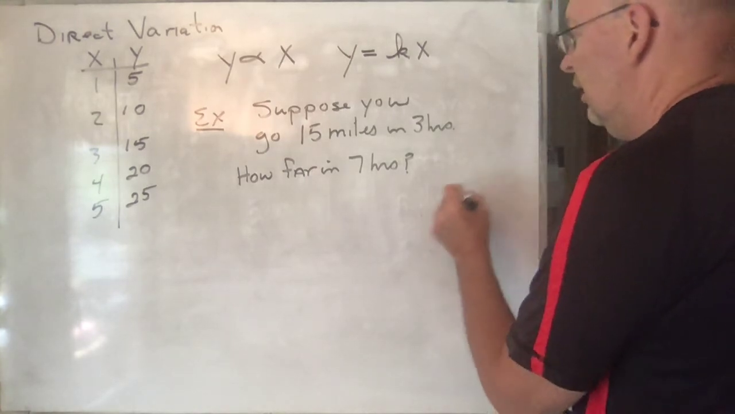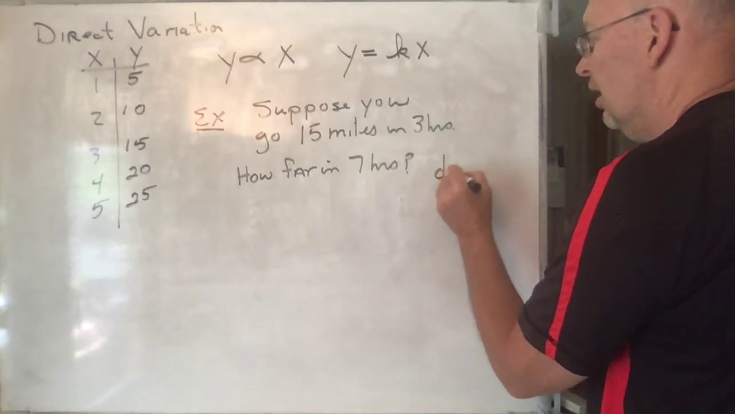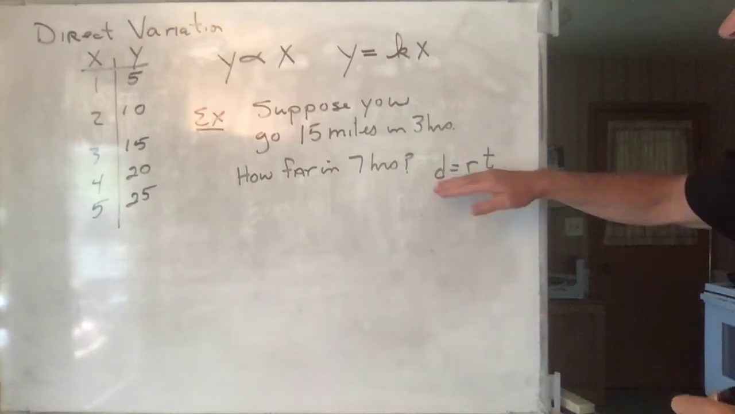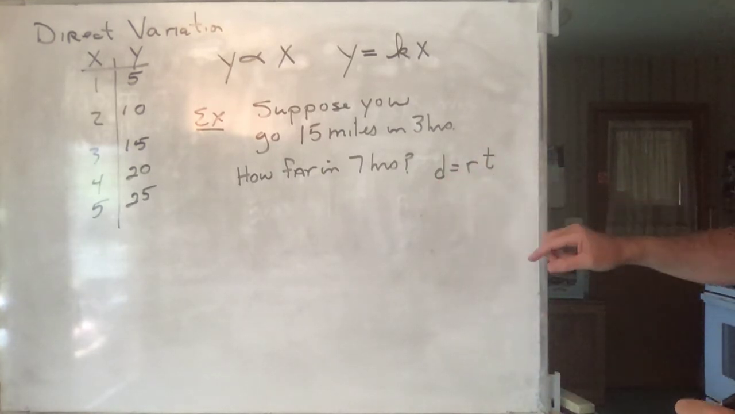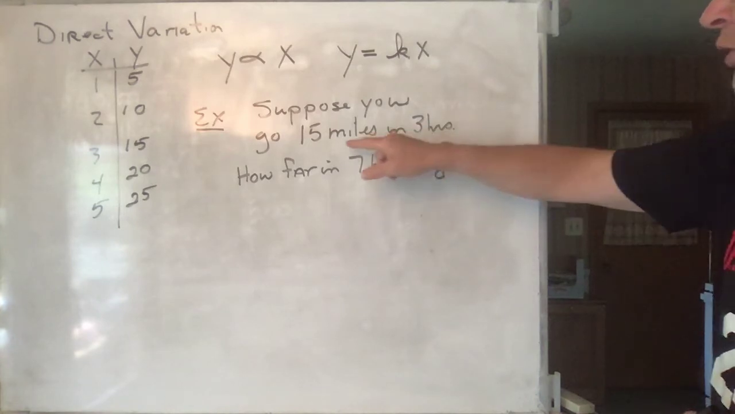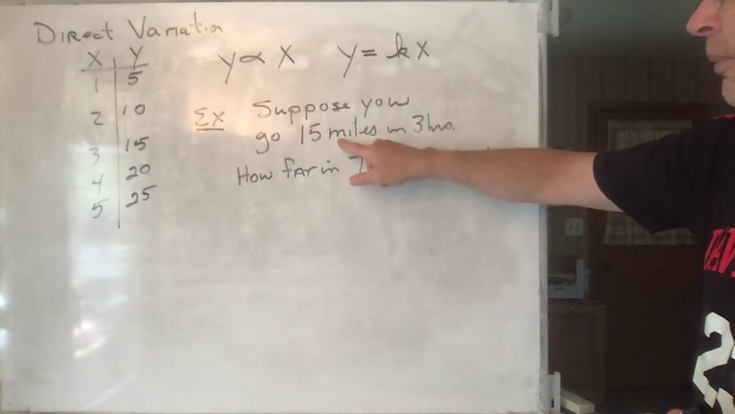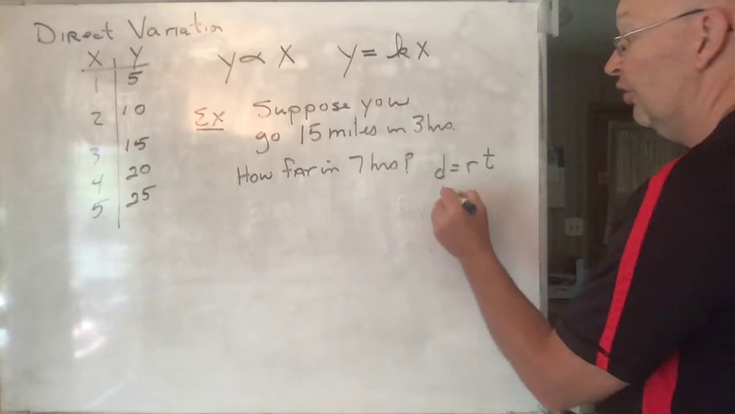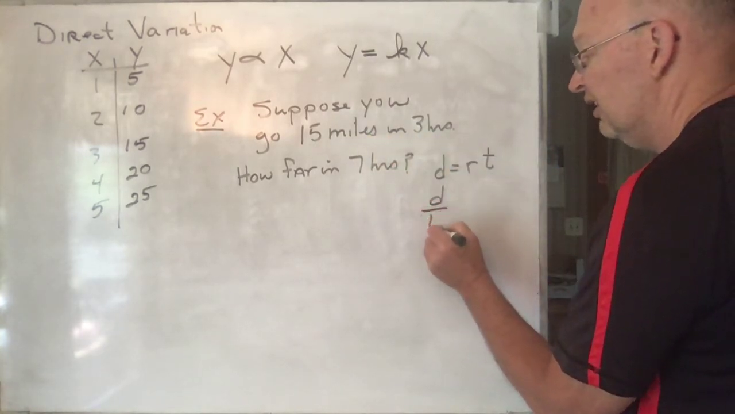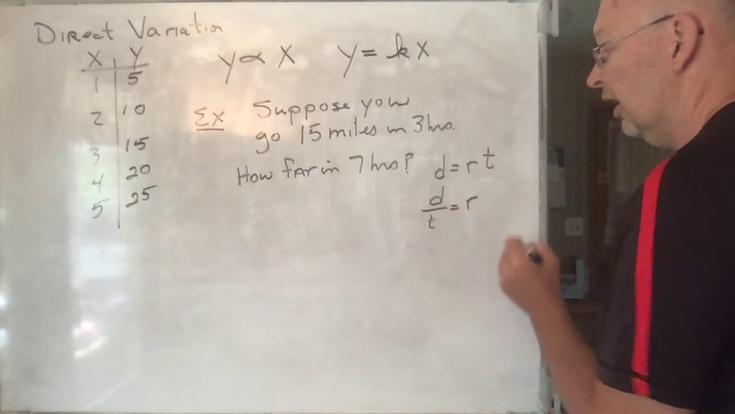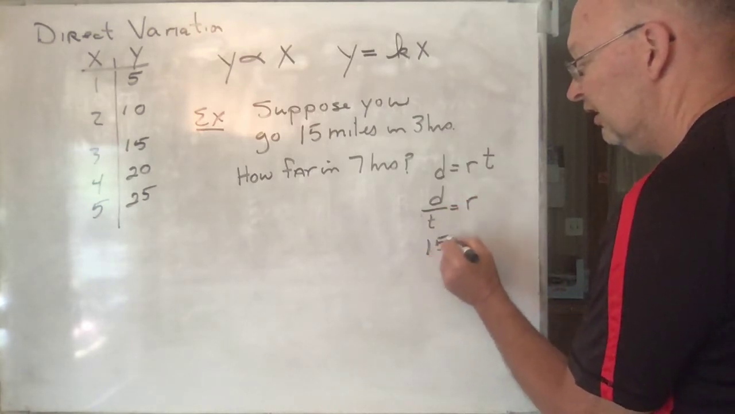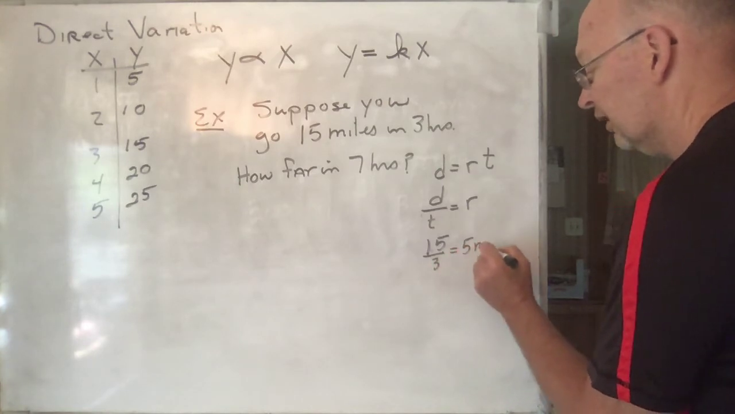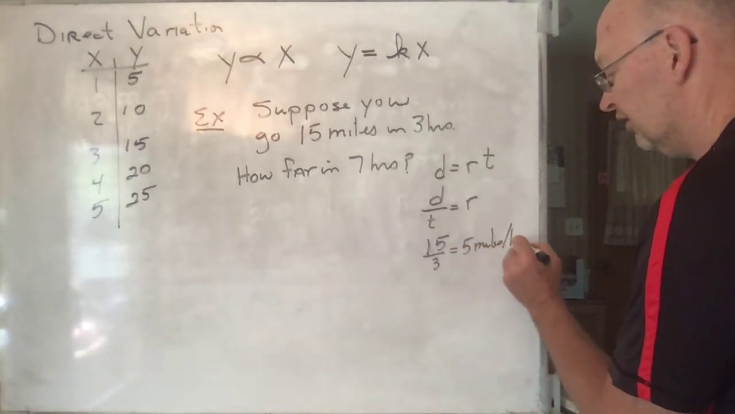Well, distance is equal to rate times time. We talked about that already, so there's a nice proportionality, and we can figure out the rate from this. What is the rate? You went 15 miles in 3 hours, so d divided by t is equal to r. In particular, 15 divided by 3 gives you 5 miles an hour. See that? There's your rate.